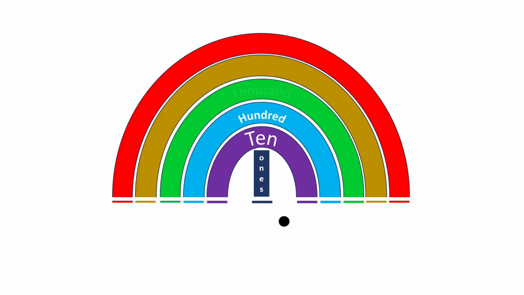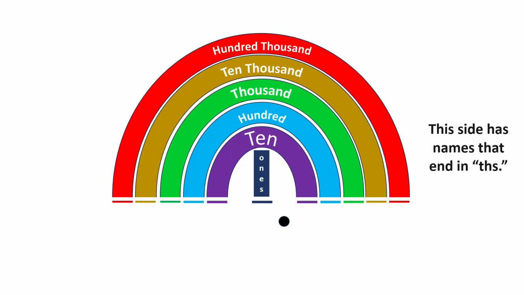Now, we write the name of the place values for each arch. And finally, we write a reminder that those on the right side of the decimal have a suffix that says THS. We call this the rounding rainbow. We'll be using it a lot when we round numbers. Now that all the place values are labeled, we're ready to answer the question.